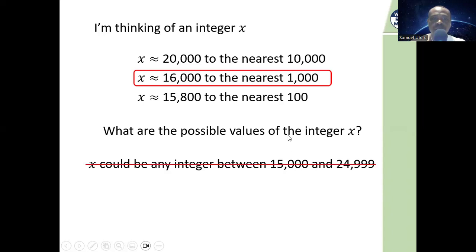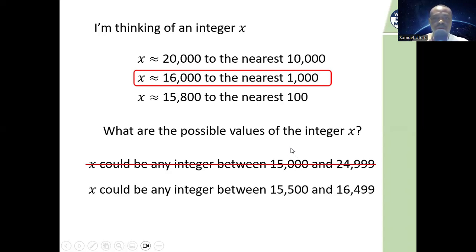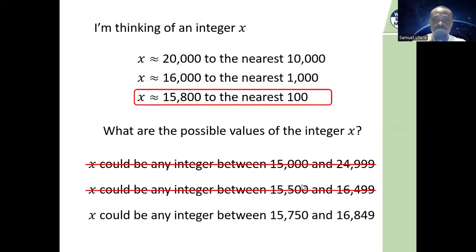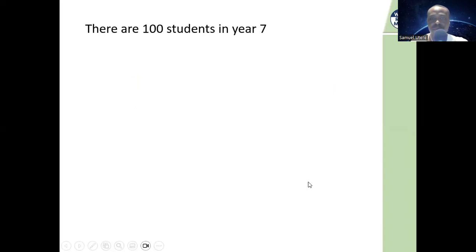Now, when we narrow it down, we can say the range is too much. We could have 15,500 and 16,499 if we round to the nearest 1,000. And then when we narrow it down again, we get this. So the number could be between this and that one.